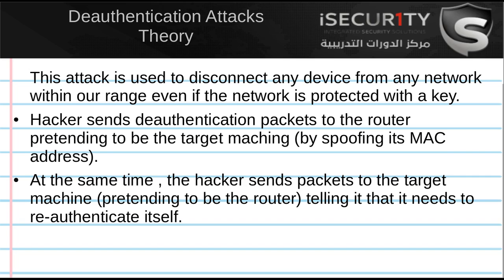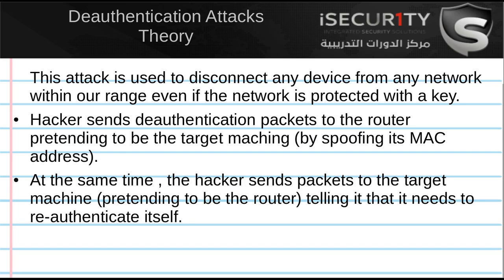So we're going to pretend to be the target client and tell the access point that we want to disconnect from you. And then we're going to pretend to be the access point and tell the client, you need to reconnect, you need to re-authenticate yourself. When we do that, the connection is lost.